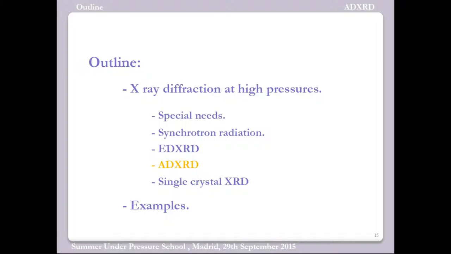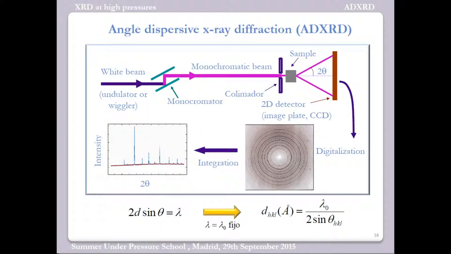So let me shift now to angle dispersive X-ray diffraction, which is the technique of choice nowadays with synchrotrons. We have a wide beam coming either from a wiggler or, more conveniently, an undulator most of the time. We have a monochromator. Then the beam is collimated, arrives at the sample, which diffracts, and we have a 2D detector, either an image plate or CCD. I would like to underline that the image plate has to be read, digitized, and integrated prior to obtaining an intensity versus angle spectrum. So there is a software procedure that must be done that takes time, and this is one of the disadvantages of the technique.